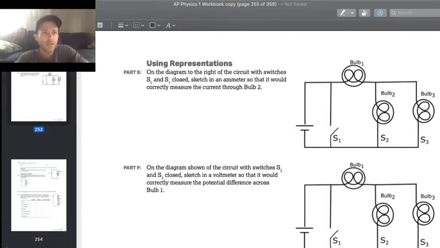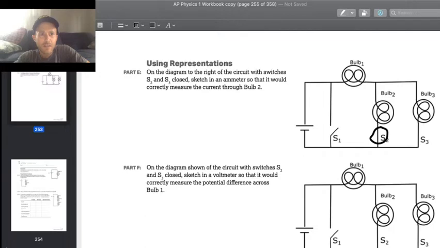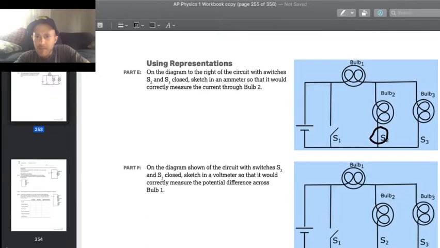So let me see if I can figure out how to annotate this thing. Is this going to work? Ooh, cool. So there's an ammeter. And put an A. That's supposed to be an A for an ammeter. So that's where you would put the ammeter.